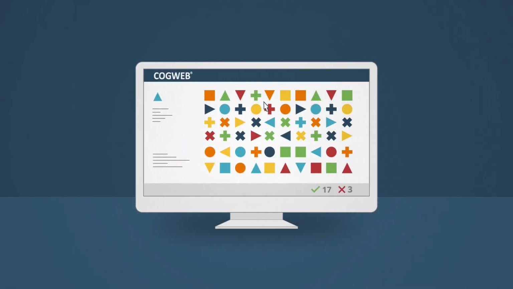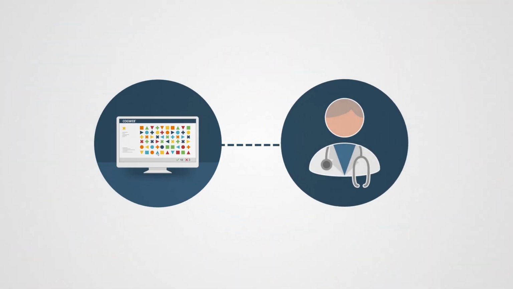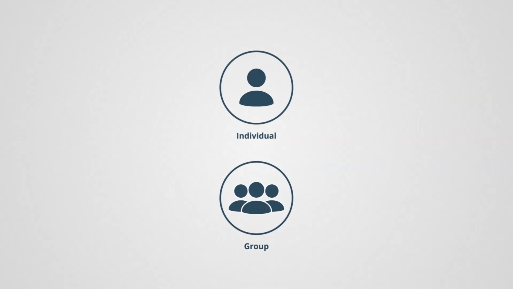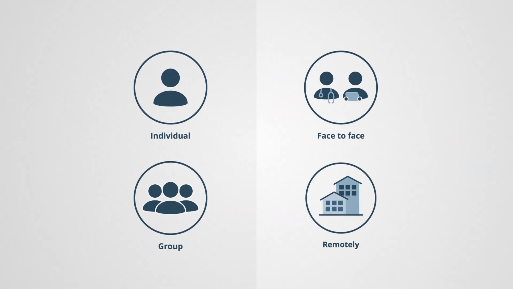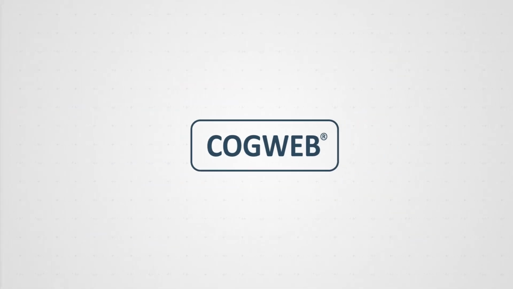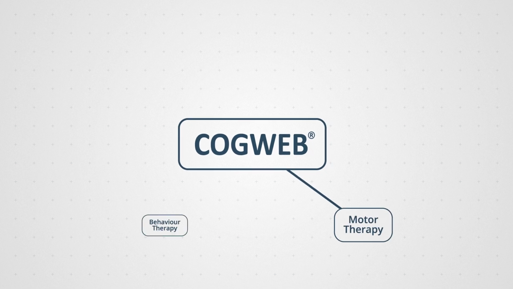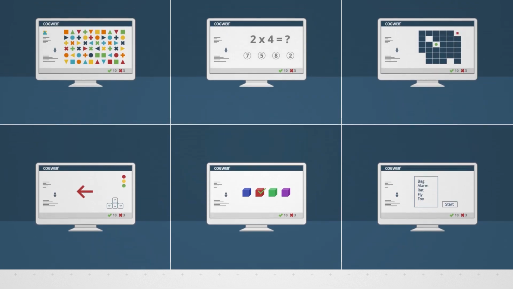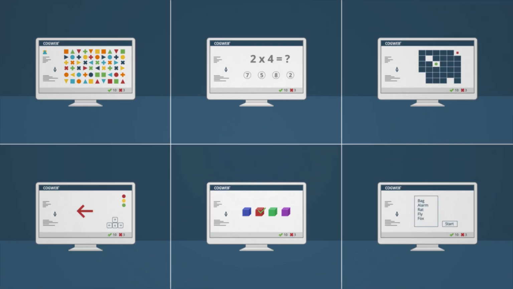COGWEB is a web-based system that provides intensive cognitive training at home or any other patient's comfort zone, always under specialized expert prescription and continuous monitoring. It may be used in individual or group activities, face-to-face or remotely, in institutions or the community, in very specific cognitive interventions or combined with motor, behavior, or pharmacological therapies. It includes more than 60 specific types of exercises focused on the stimulation of the most important cognitive domains.